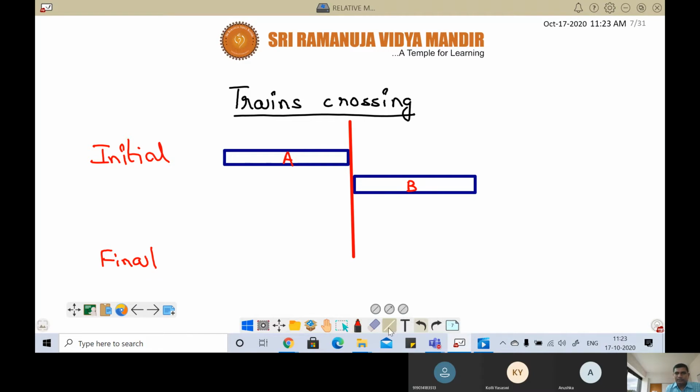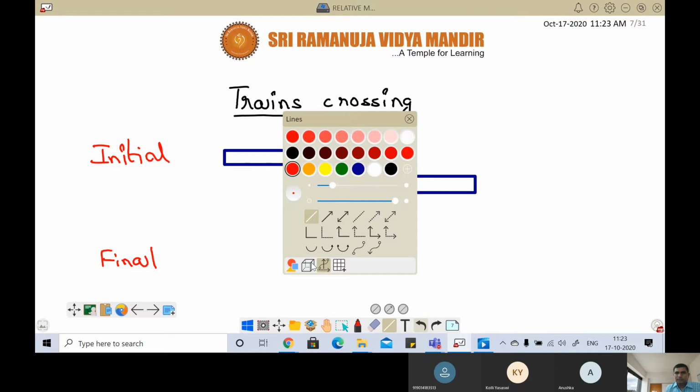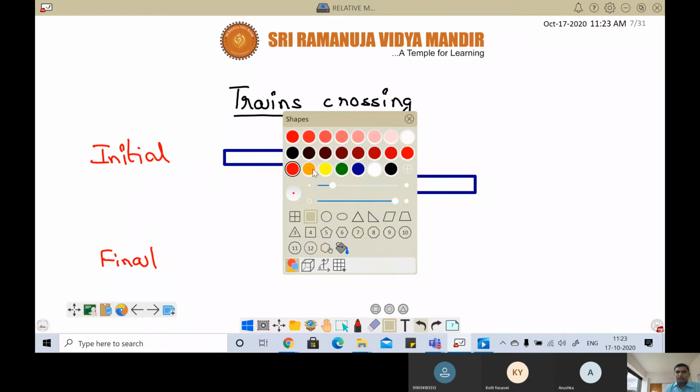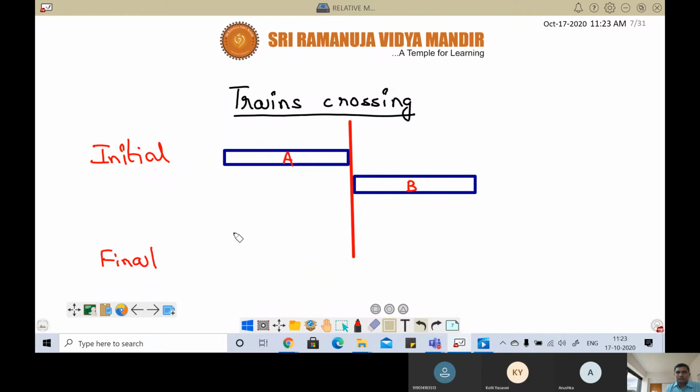Suppose we are standing on this frame A, which is at rest. When A is at rest, train B is said to be crossing it only under which condition? Please see here.